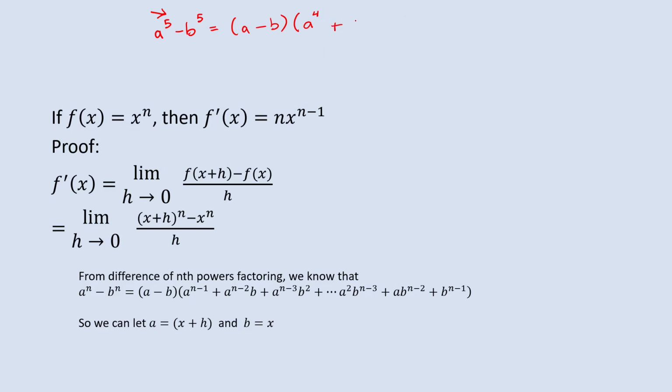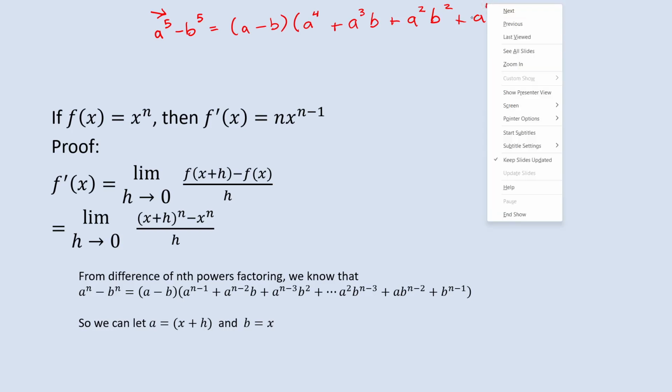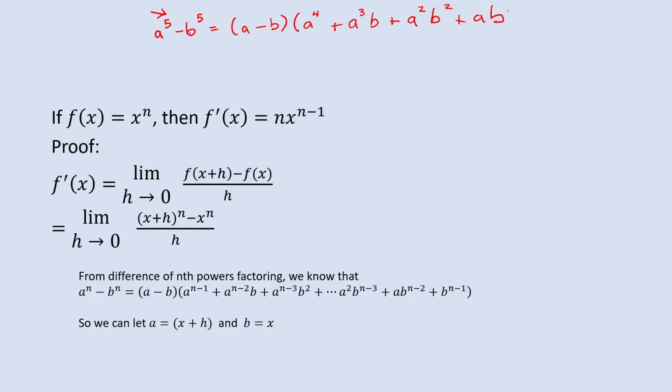Plus a to the n minus 2 b to the 1 plus a to the n minus 3 b to the 2 plus a to the n minus 4 b to the exponent 3. And then finally, we get to the end. We have a to the 0, and we have b to the exponent n minus 1.